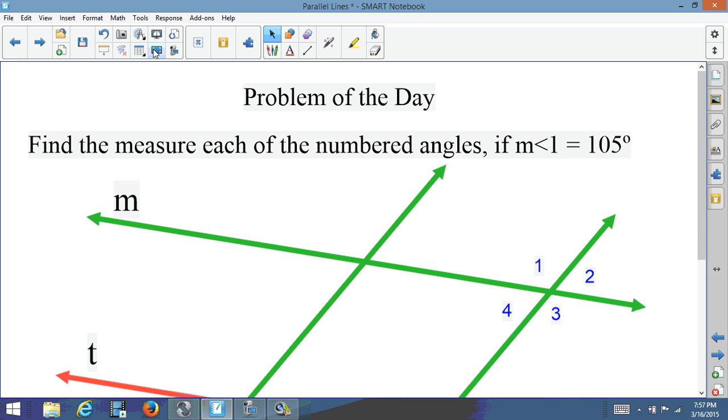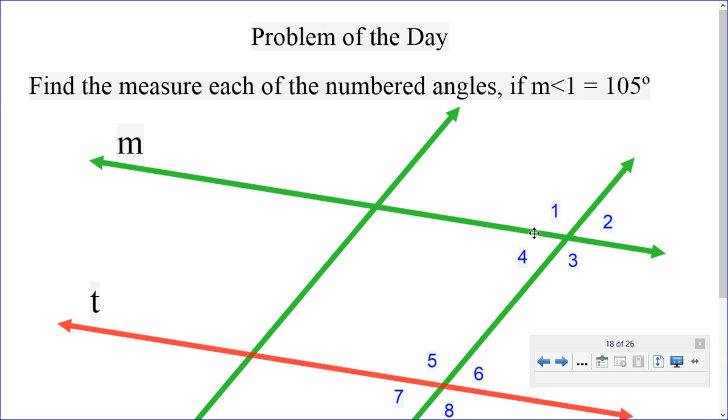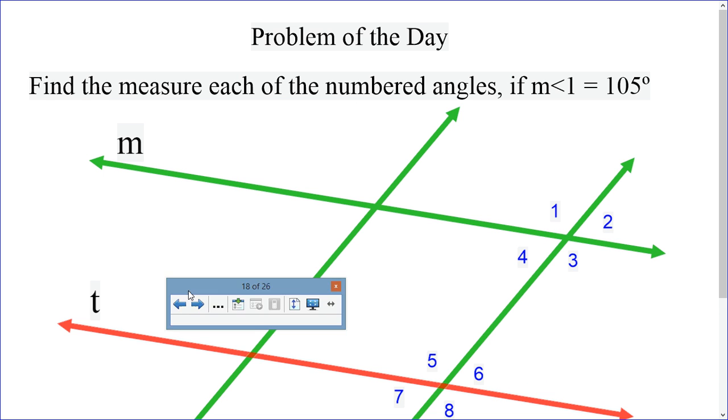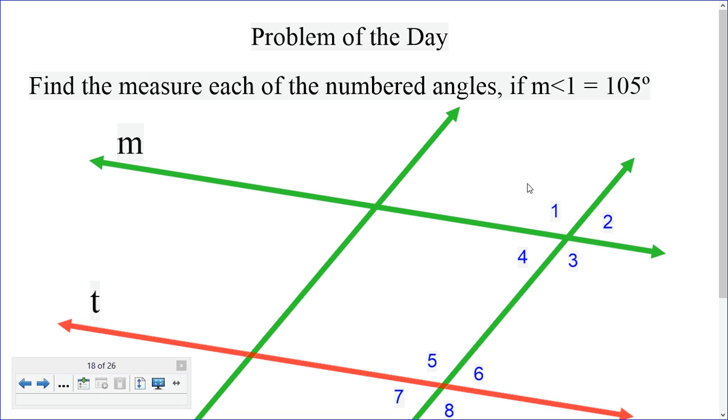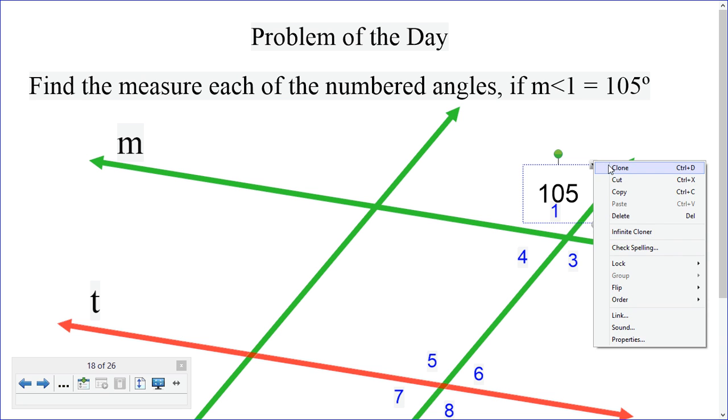Here's an interesting question. Now I have a lot more lines here. Find the measure of each of the numbered angles if the measure of angle 1 is 105 degrees. So angle 1 down here is 105 degrees. So all I have to do is find the rest of the angles. And if you remember, when I slid up my angles, opposites are equal. So I should have no problem finding my angles.